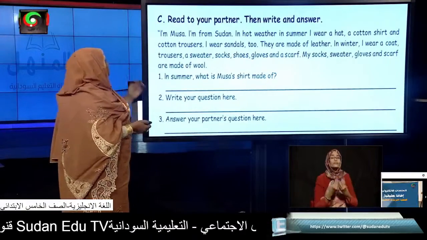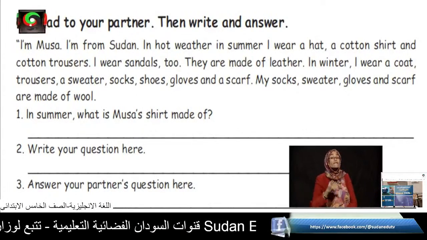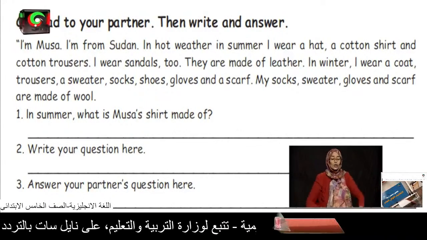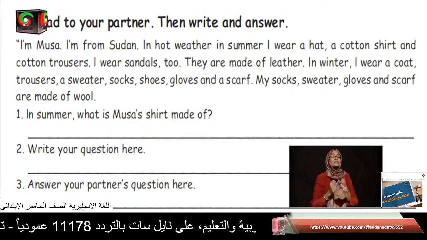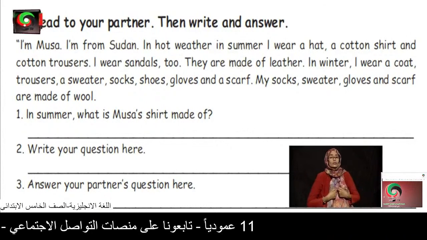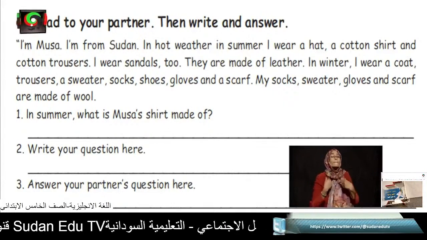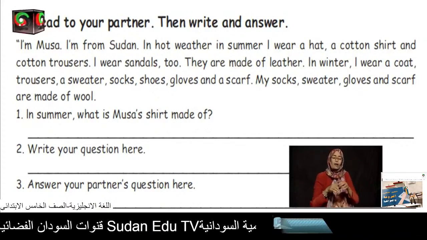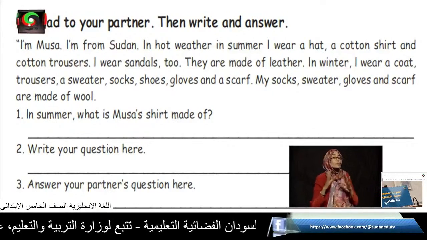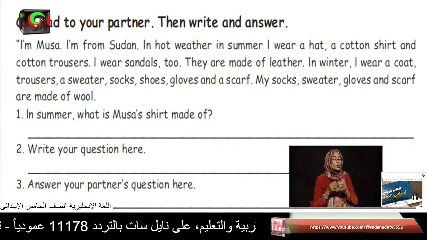Let's see the passage. I am Musa. I am from Sudan. In hot weather in summer, I wear a hat, a cotton shirt, and cotton trousers. I wear sandals too. They are made of leather. In winter, I wear a coat, trousers, a sweater, socks, shoes, gloves, and a scarf. My socks, sweater, gloves, and scarf are made of wool. Okay? Do you remember the materials? Yes, you're right. You have lots of materials. One of these is wool, cotton, and also we have silk.